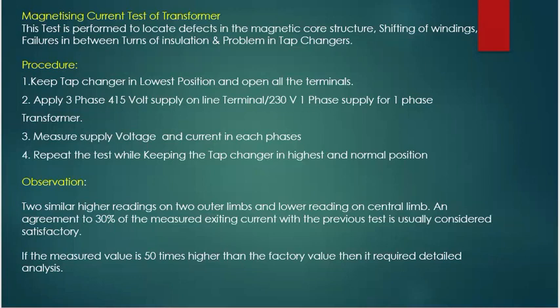Normally there are two similar higher readings on two outer limb phases on transformer core and one lower reading at the central limb phase. In case of a three-phase transformer, an agreement to within 30% of the measured exciting current with the previous test value is usually considered satisfactory. If the measured excitation current value is 50 times higher than the value measured previously, then the transformer should be inspected before it is put into service.